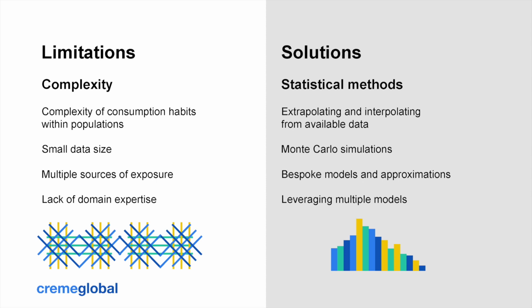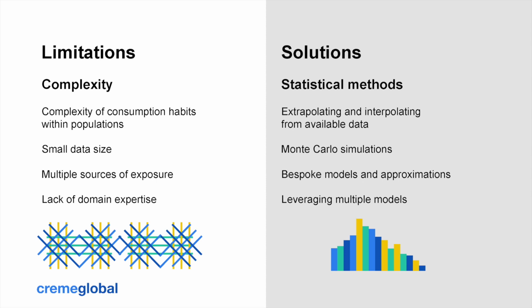The last type of data limitation that I will talk about is the complexity of the data and the models. So one example is that people's consumption habits are very complex, and they are very closely related to the age and the country of the subject. So we need a lot of country-specific data to run assessments. Sometimes we might have data of good quality, but the size of the data set might be too small for our results to be statistically significant.